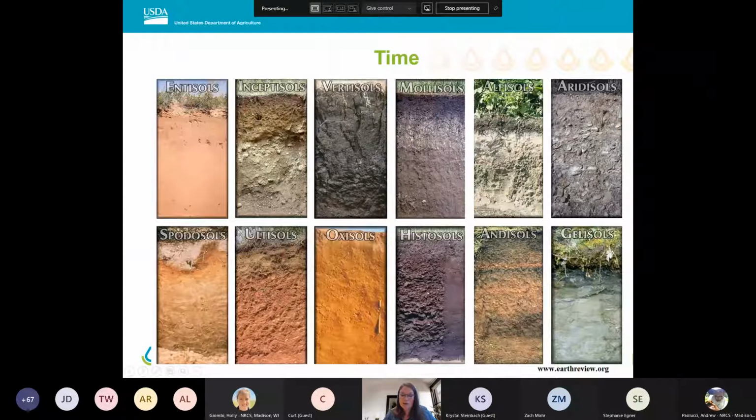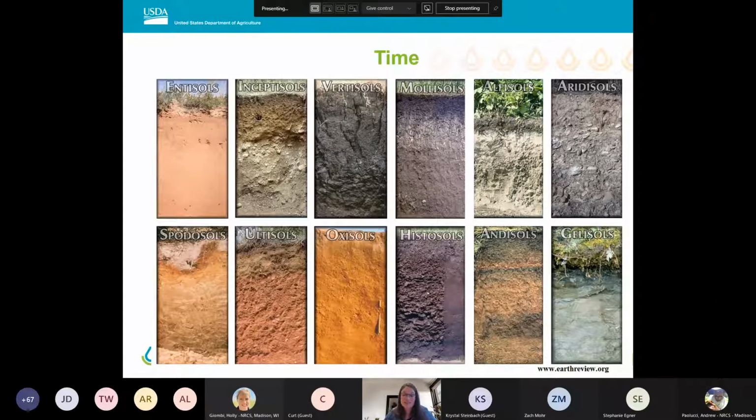The length of time the parent material has been exposed to the soil forming processes influences the nature of the soil. So we have 12 different soil orders, 7 of which actually exist in Wisconsin. And man, if this just doesn't excite you here, I don't know. Come on, guys. I wish I could see all your excited faces.